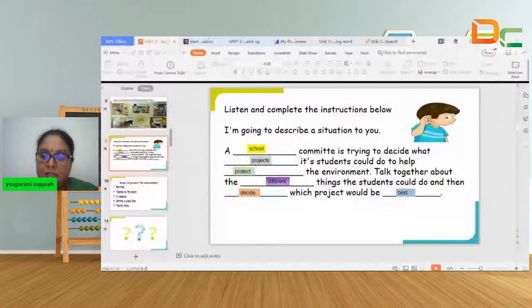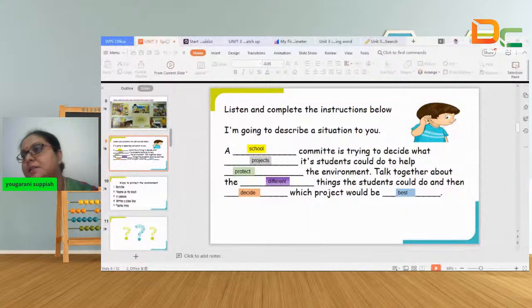Anybody want to answer? Any answers? Any suggestion how to brainstorm? Any suggestions? You can answer in the chat below. How can we brainstorm? Okay. Any answers?